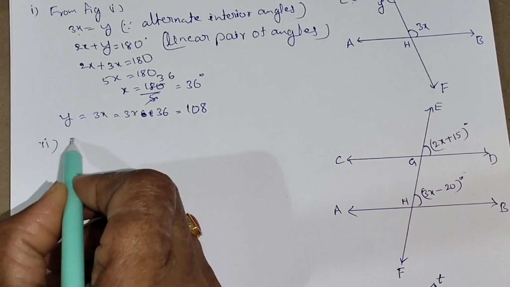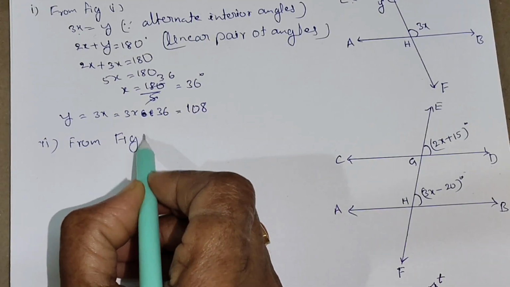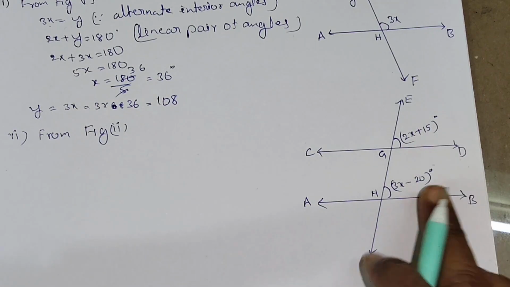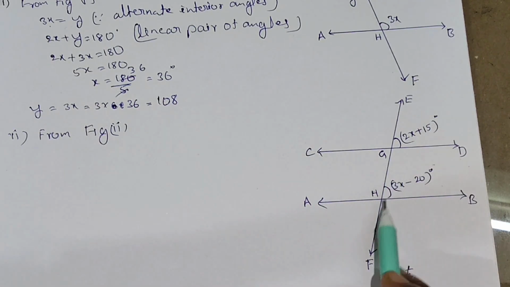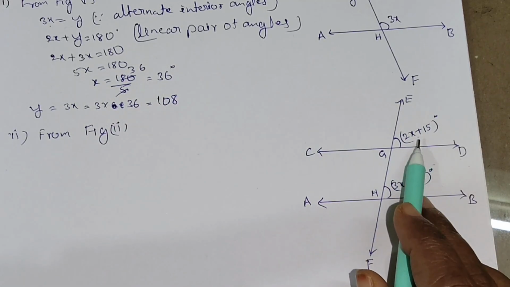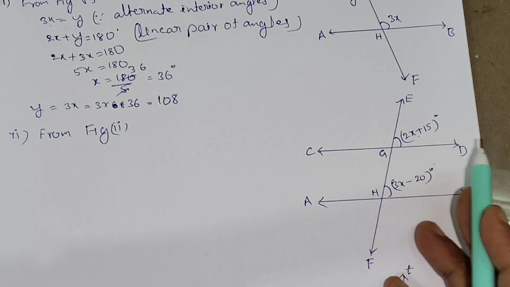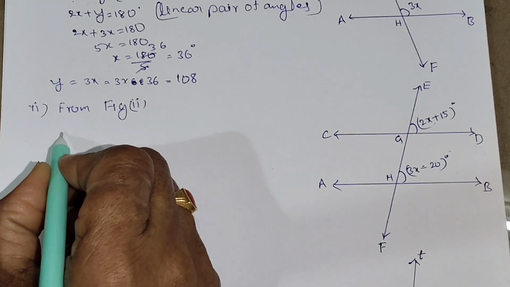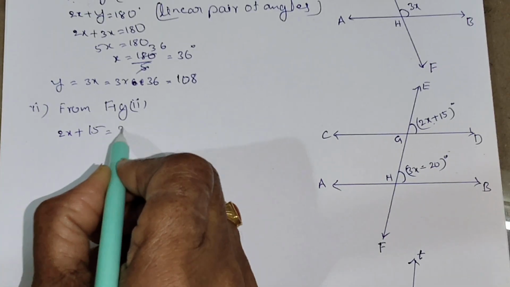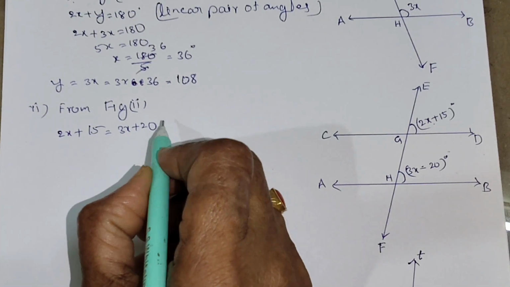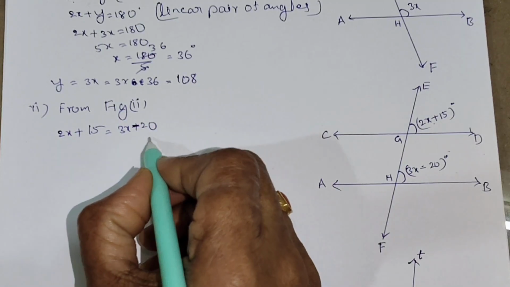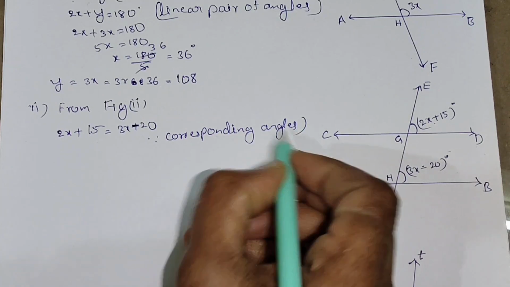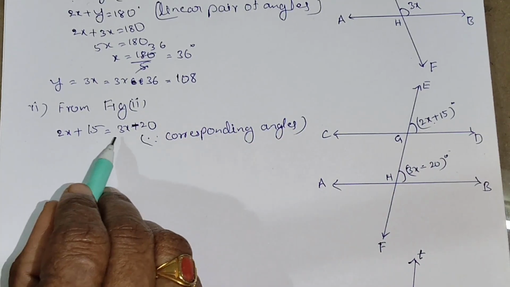From figure 2, this is the second diagram. Two angles are given. CD and AB are parallel lines and GH is a transversal. These two angles are equal, which means they are corresponding angles. So 2x plus 15 is equal to 3x minus 20, since they are corresponding angles.